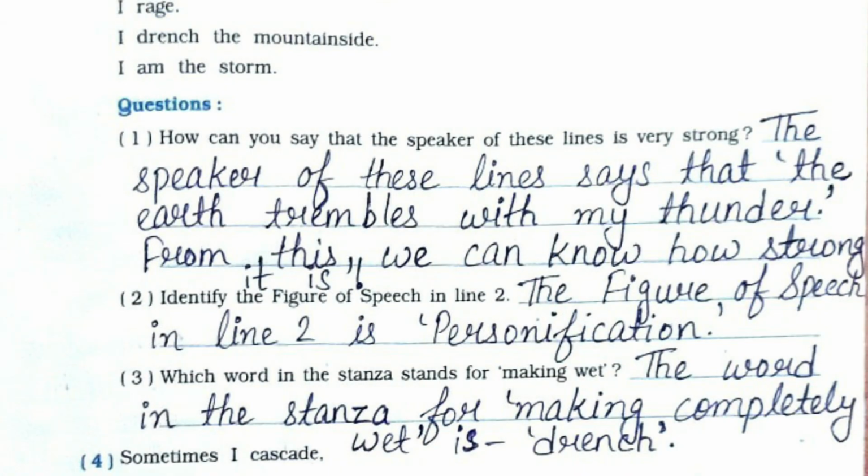Next question answers. First one, how can you say that the speaker of these lines is very strong? The speaker of these lines says that the earth trembles with my thunder. From this we can know how strong it is. Second, identify the figure of speech in line 2. The figure of speech in line 2 is personification. Third, which word in the stanza stands for making wet? The word in the stanza for making completely wet is drench.